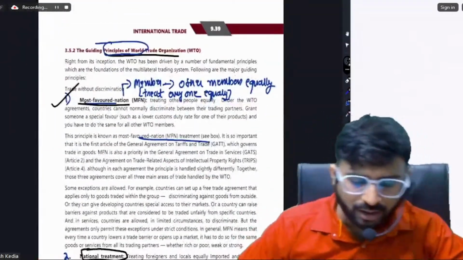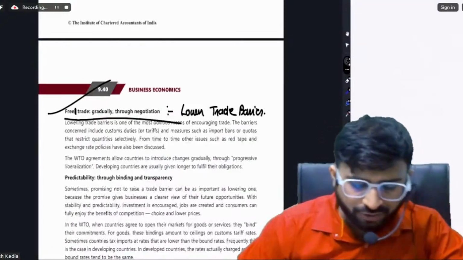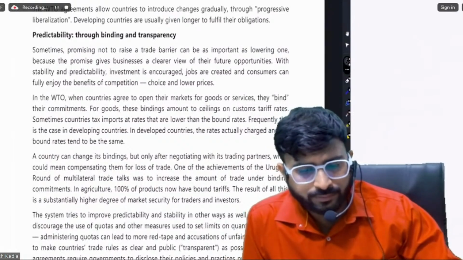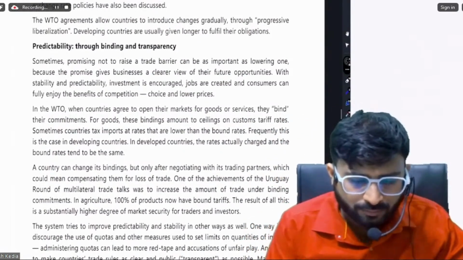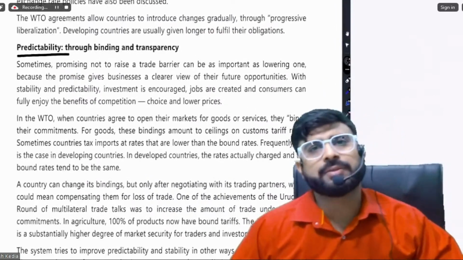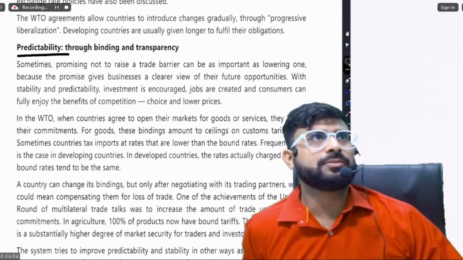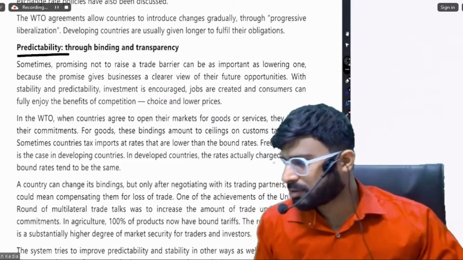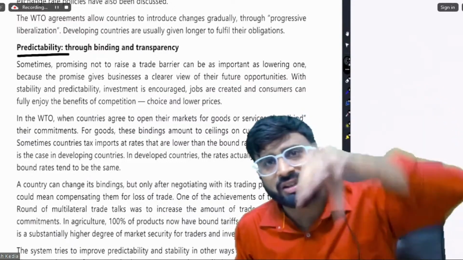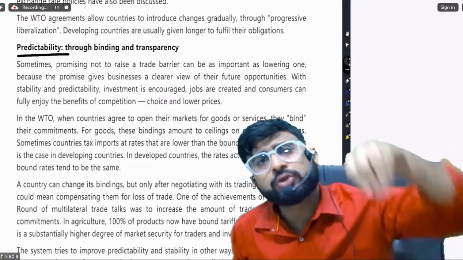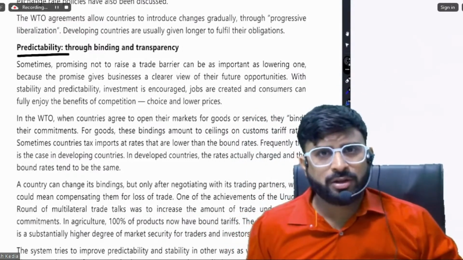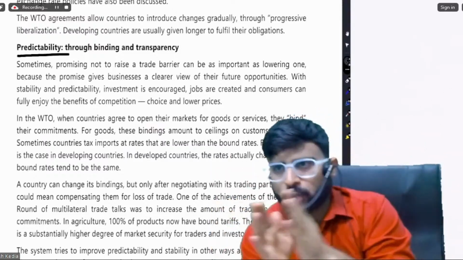So three principles we have done: MFN, national treatment, free trade. The fourth one is predictability. Predictability through binding and transparency. What is predictability? I will explain. Suppose suddenly the Indian government doesn't like a company coming to India, and so they impose a tax on the commodity of that company. It should not happen. Suddenly you cannot raise the taxes. There should be some predictability.